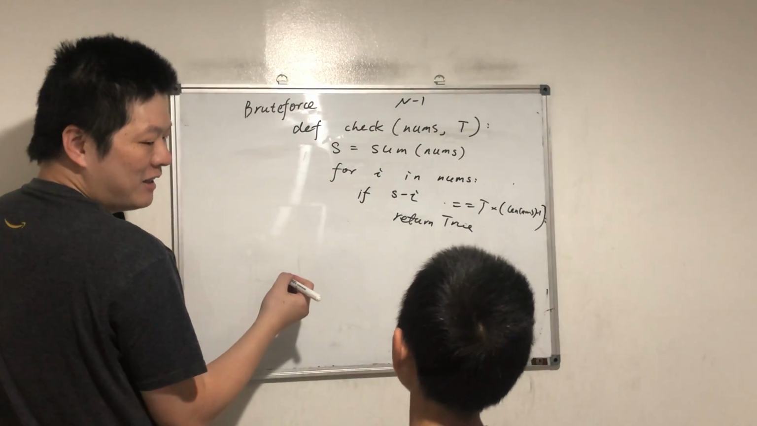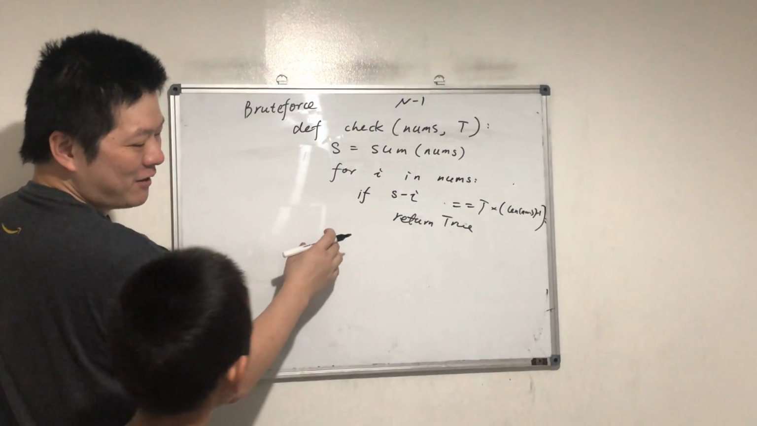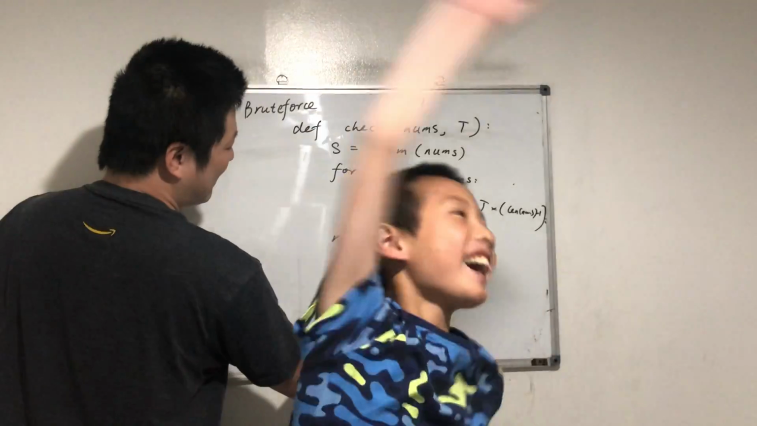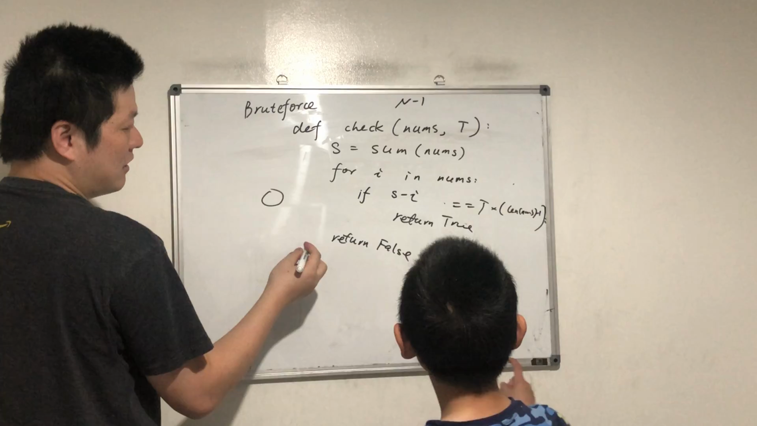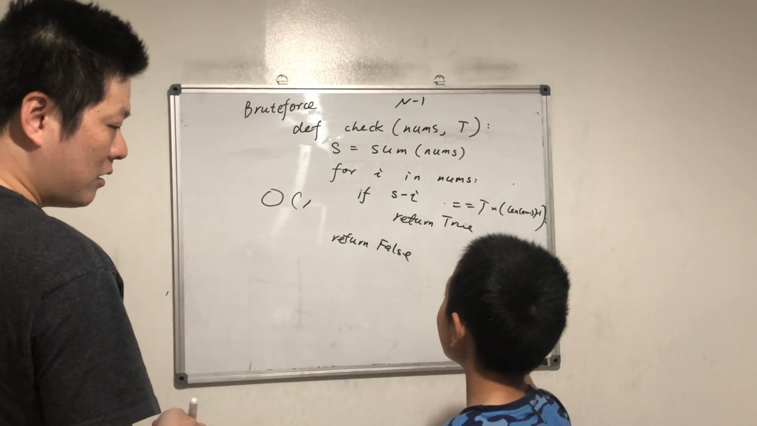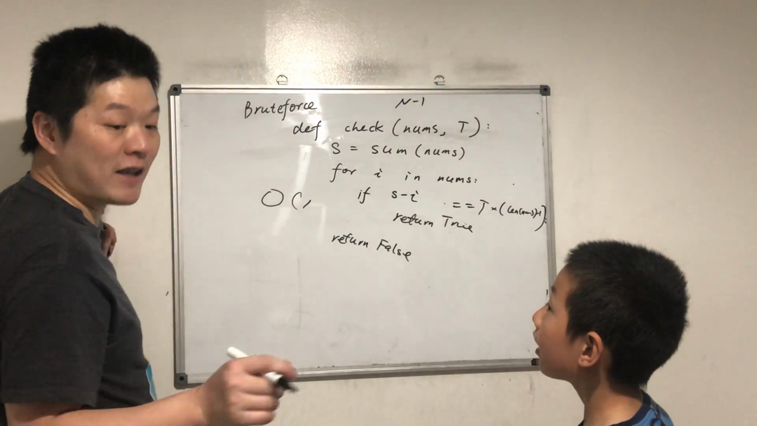If everything is true, what should I return? If not, return false. What's the time complexity? O(n) squared. Why O(n) squared? O(1)? That's not possible. O(n) again. Don't guess, okay?